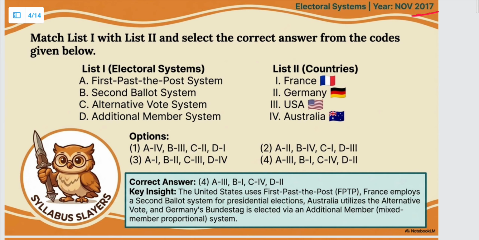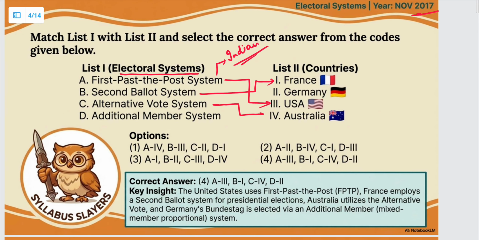Next question, November 2017 का है. This is a match the following question. We have to match the countries with their respective electoral systems. So first past the post system, ये USA में होता है and this is also a characteristic of Indian elections. ठीक है. फिर second ballot system. This is carried out in France. C है alternative vote system. This is carried out in Australia. And the last one, additional member system. This is carried out in Germany. ठीक है. So the correct answer according to this will be the fourth option.